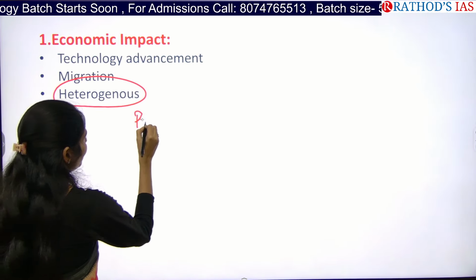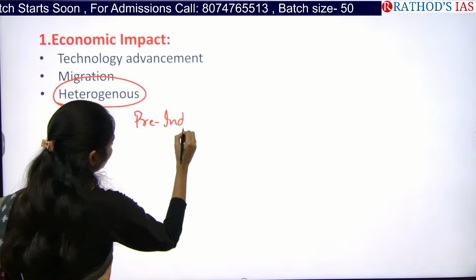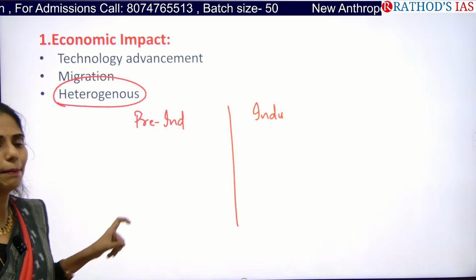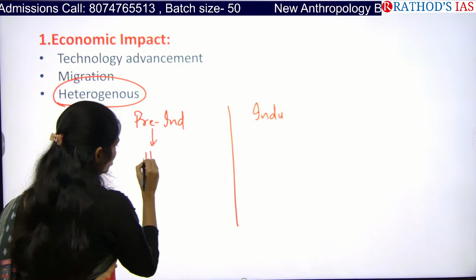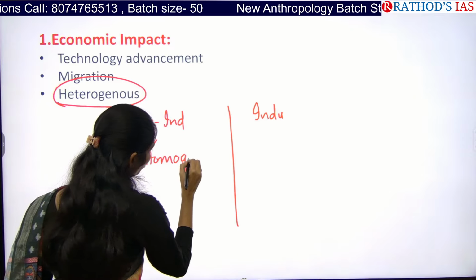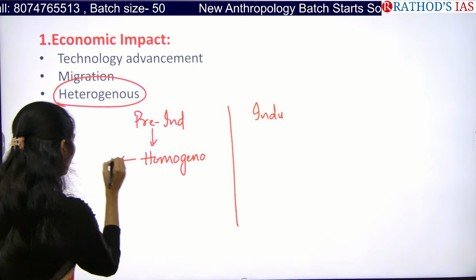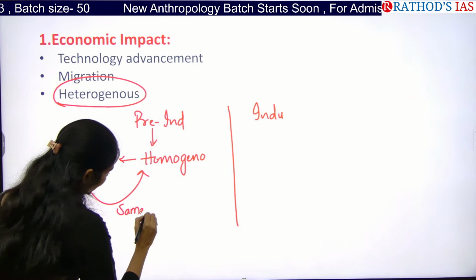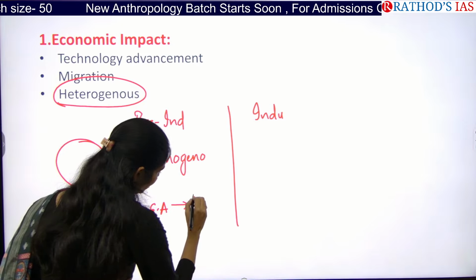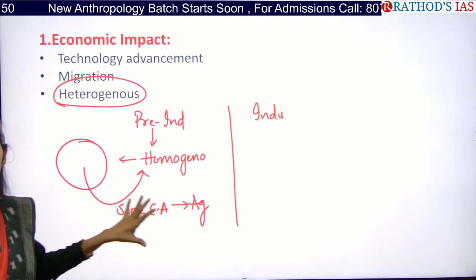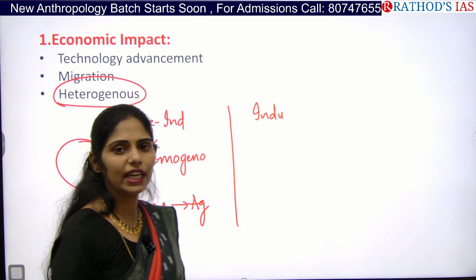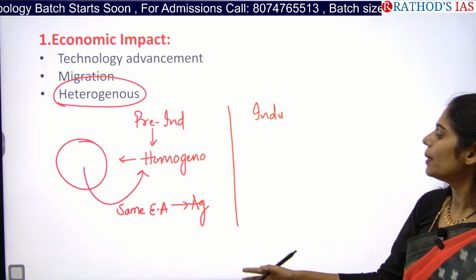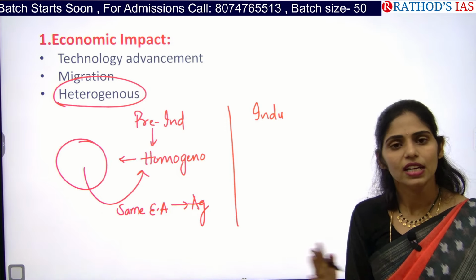If you are comparing the families of the pre-industrial and industrial era, earlier the families were homogeneous. Why am I saying families were homogeneous? Because the entire family depended on the same economic activity, that is agriculture. So every family member will be contributing to that. For example, if a family is doing weaving, the entire family will be helping one another. There is interdependence.